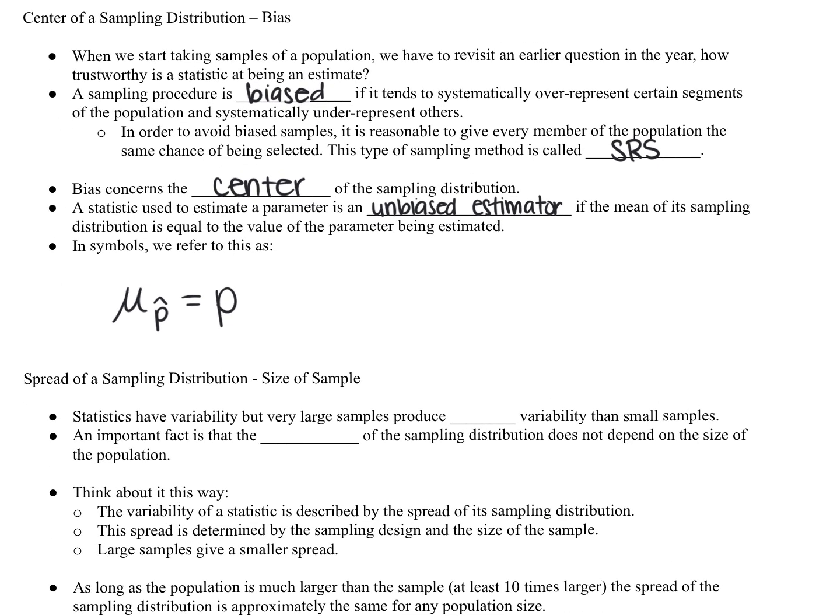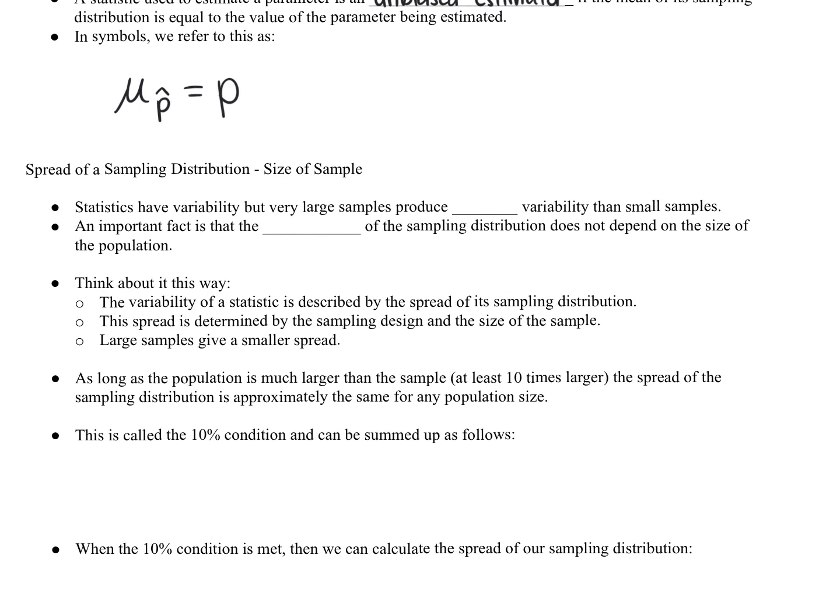Next, we're going to look at the spread of our sampling distribution. It has to deal with the size of our sample. So variability comes into play depending on your sample size. Statistics have variability. There's no way around that. But very large samples produce less variability than small samples. An important fact is that the spread of the sampling distribution does not depend on the size of the population.